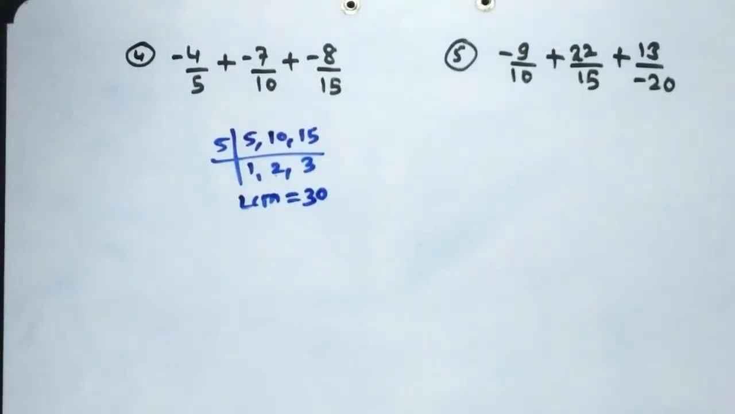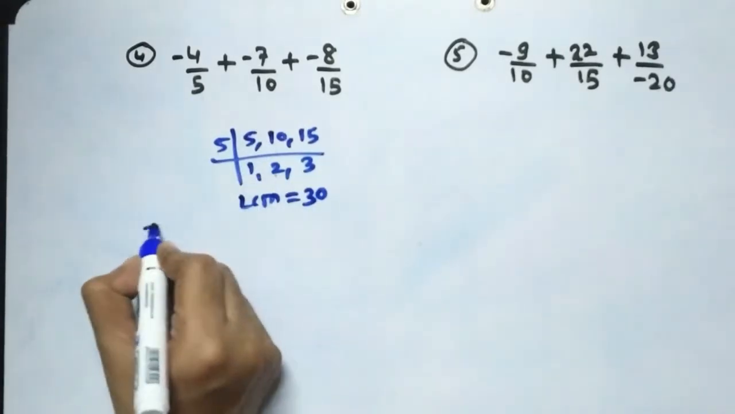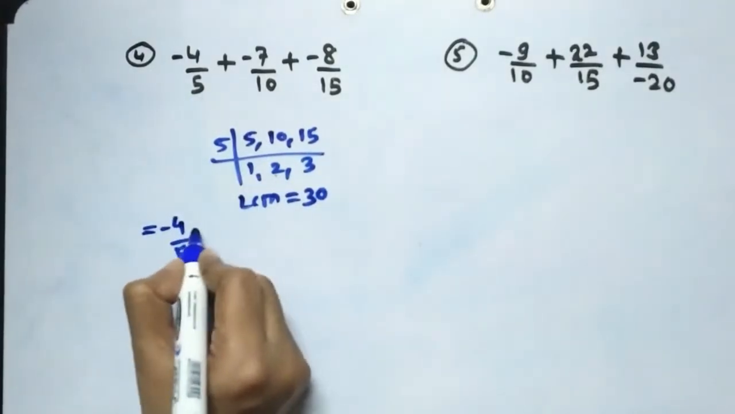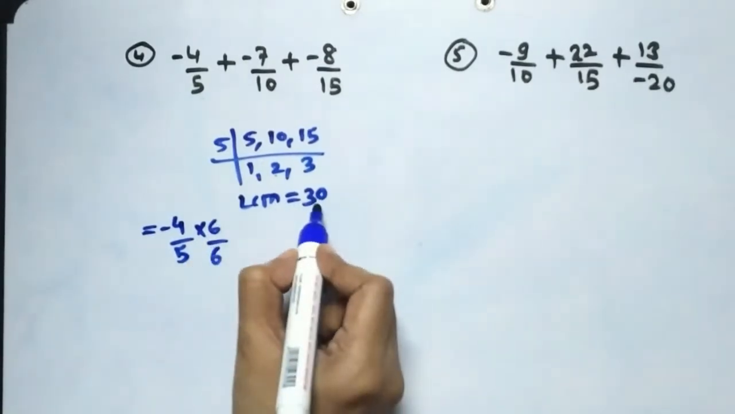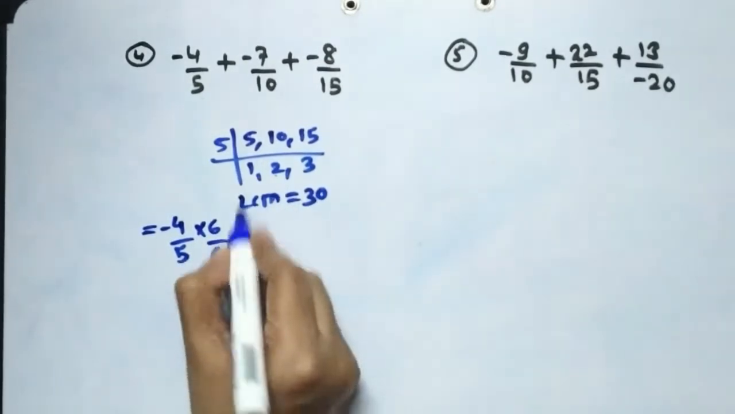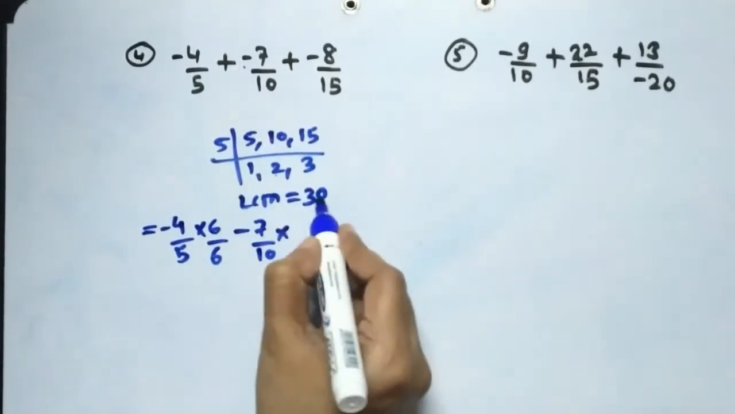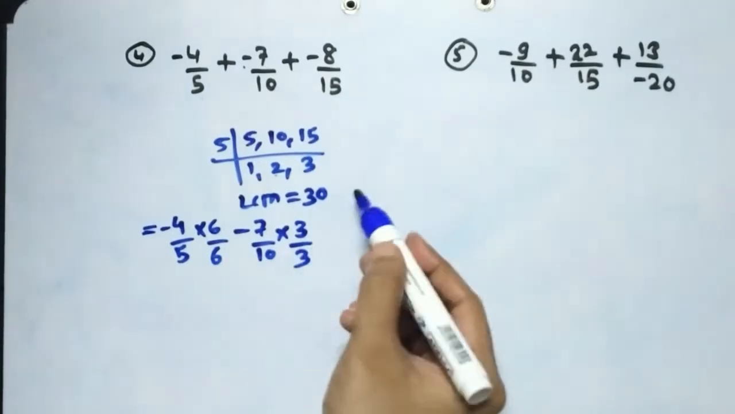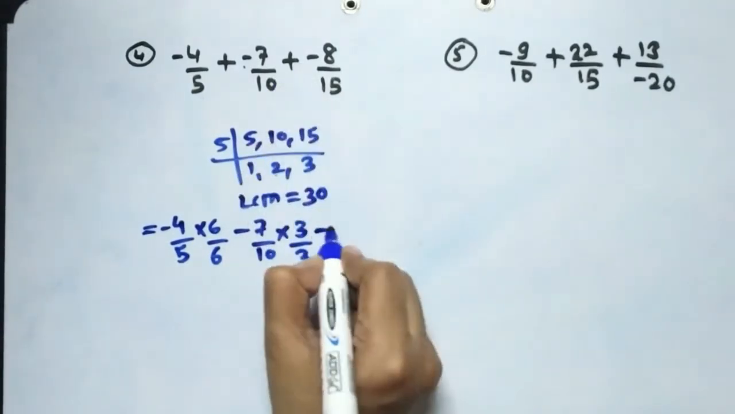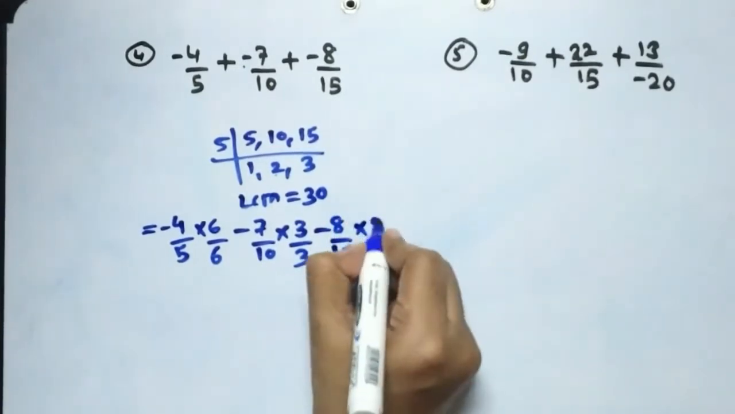Now friends, we need to just convert these denominators into 30. So we'll write first minus 4 by 5. 5 6s will get a 30. You need to divide this 30 by this 5. Plus minus, here you will get minus 7 by 10. Here 30 divided by 10 you will get a 3. So multiply and divide by 3 to get a 30 in the denominator. Plus minus minus of 8 by 15. Now 30 divided by 15 you will get a 2.